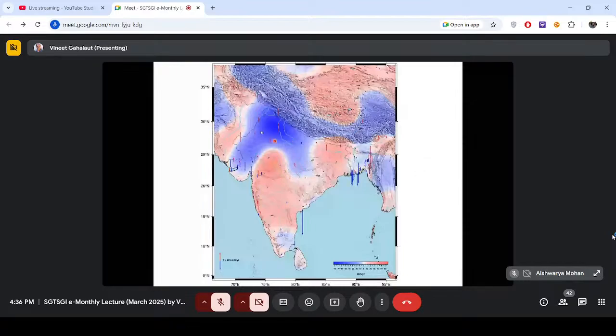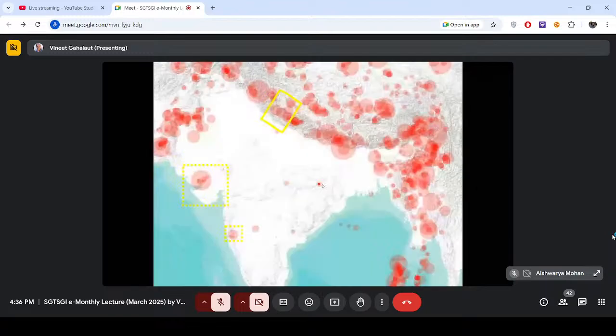Thanks. Okay. So now what I'll do is give you a snapshot of three typical regions: one from a plate boundary, one from a failed rift, and one from a stable continental region. I'll show you how the current deformation is taking place in the plate boundary region, in the failed rift region, and in the stable continental region.